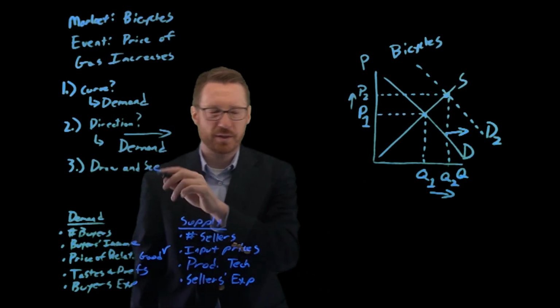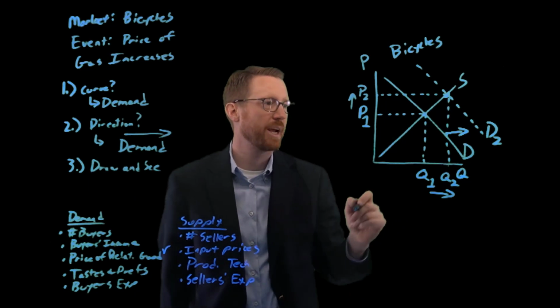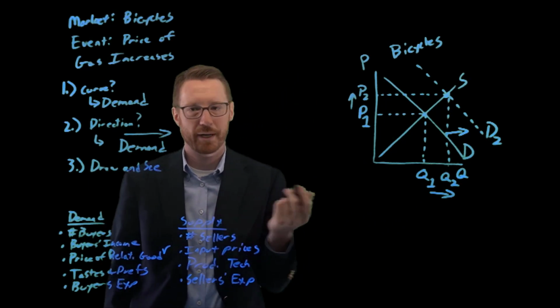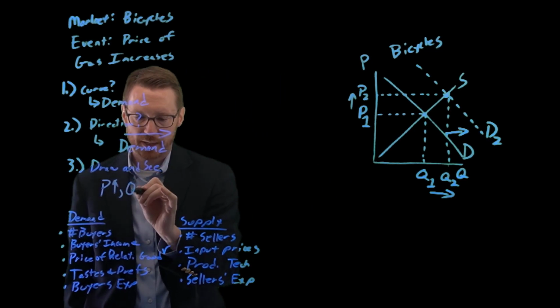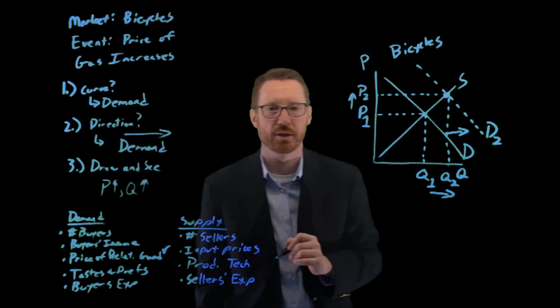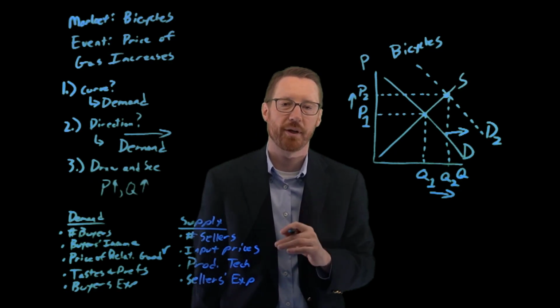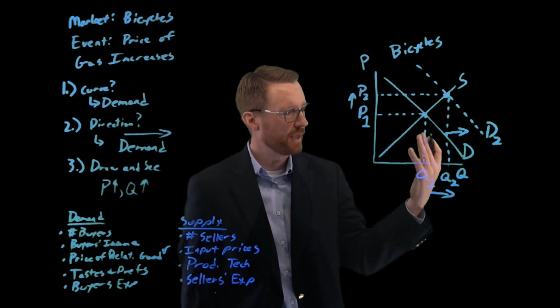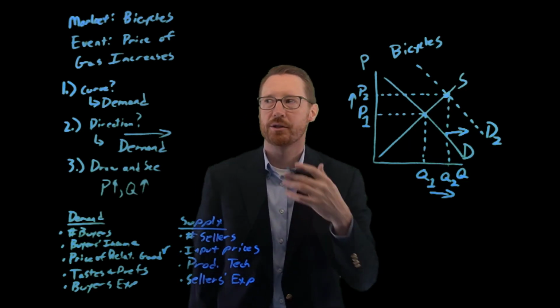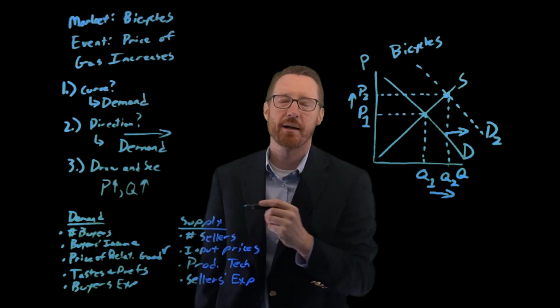All right, so our third step was draw and see. When we shifted demand to the right, what happened to quantity and price? Well, price increased and quantity increased as well. Hopefully you're getting a feel for how we can use our three-step process and our supply and demand model to look at the effect of a shock on a market.